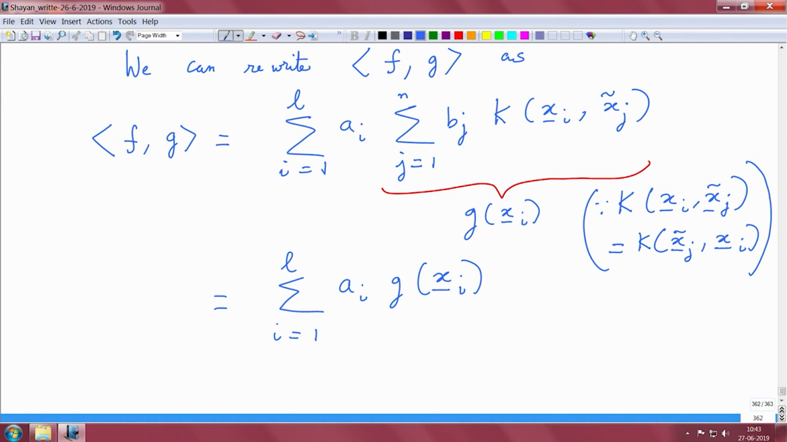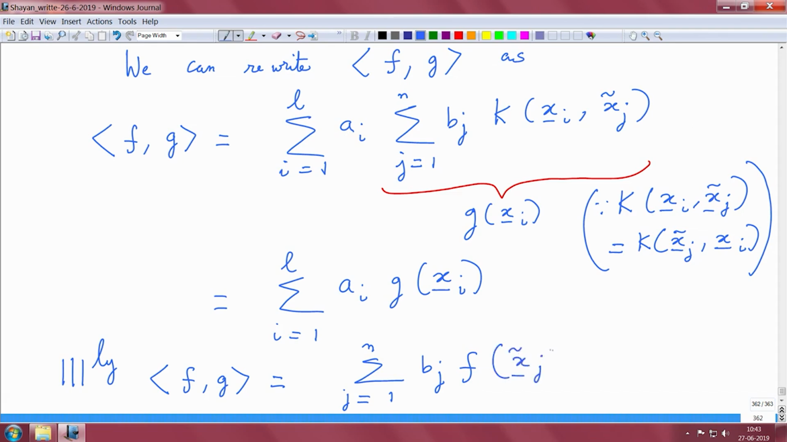The reader would be pretty savvy here to see that you can also express this inner product starting from the bilinear form in terms of a linear combination of functions f evaluated over the data points, right. So you do the same math. So I will write it here. Similarly, I can write this inner product of f and g as summation j equals 1 to n bj f of xj tilde.